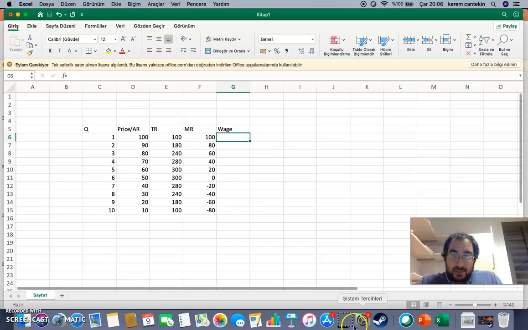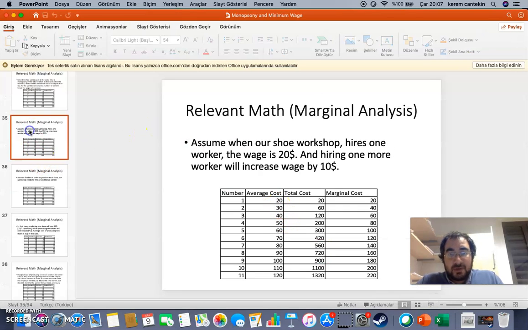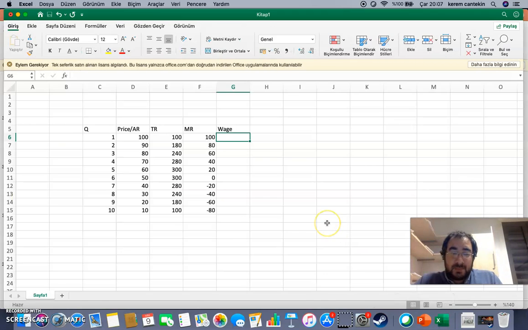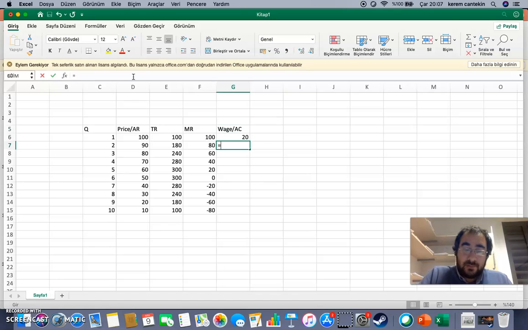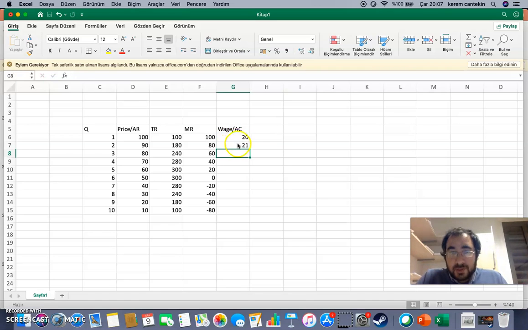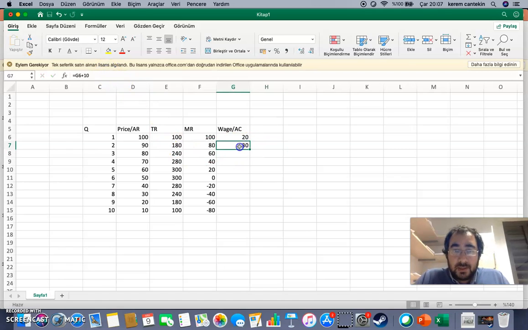We start with a $20 wage, which will be our average cost at the same time. And the cost will increase by $10 when you increase the number of shoes you produce by 1 unit, and the number of workers by 1 unit, not 1 but 10 here.